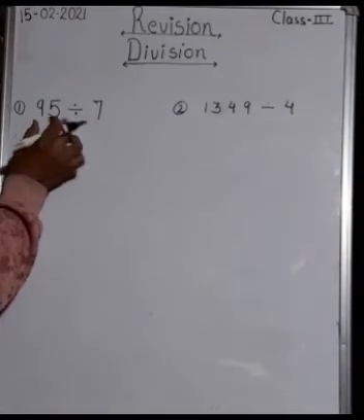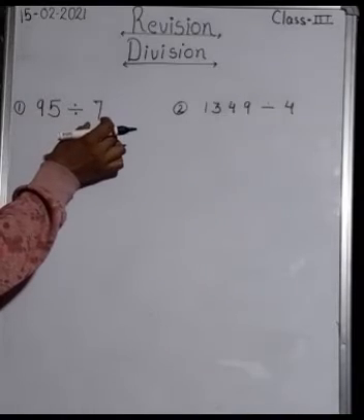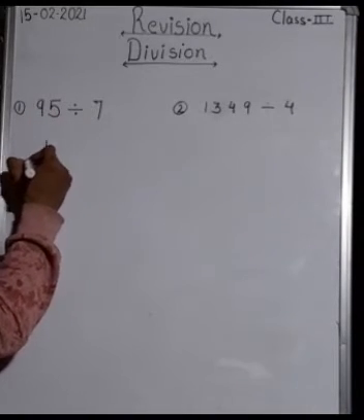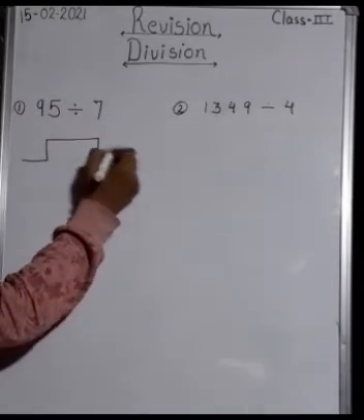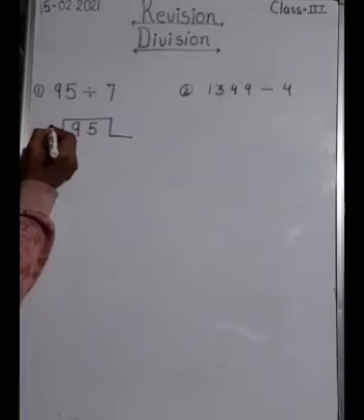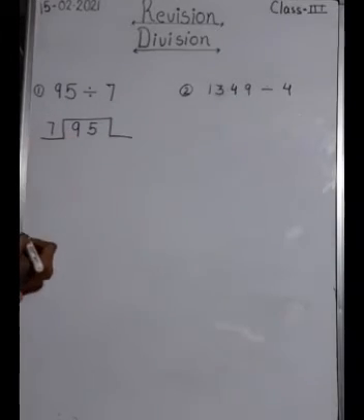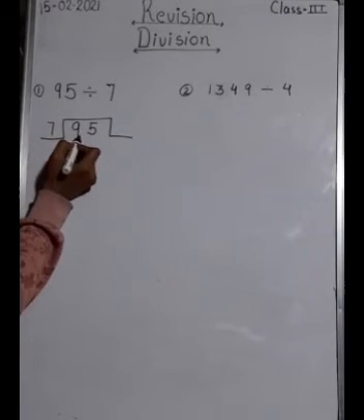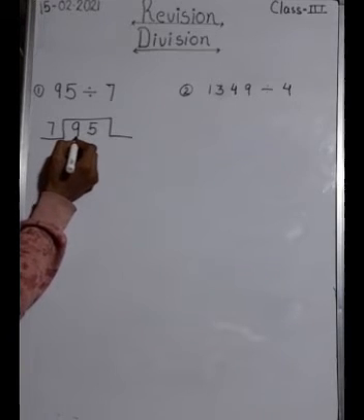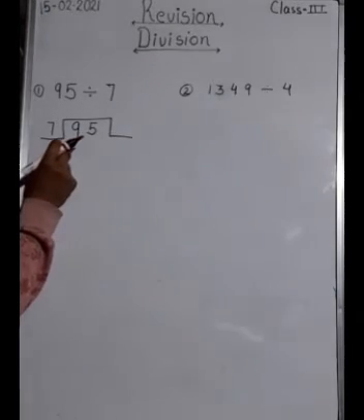Okay. Now the next chapter which we are going to revise is your chapter number 5, that is your division. So first we will do a 2-digit division by a single digit. For this you have to make a box like this and then you have to write the dividend inside the box, that is your 95, and write down your 7 over here. Now you can see that here I am having 2 digits, 9 and 5. So we will take this one digit, the first one from this side.